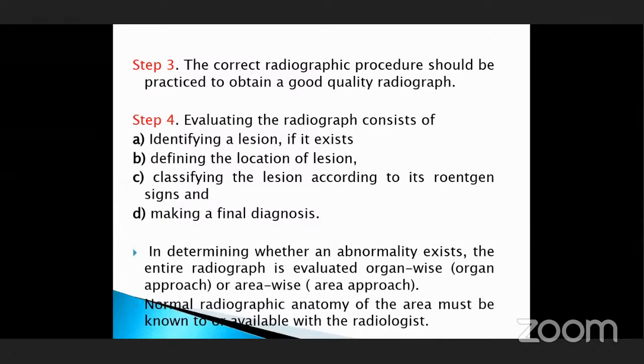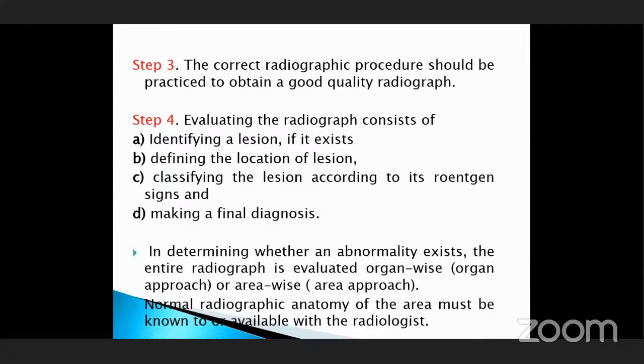Defining the location of lesion, you need to have at least two orthogonal views. Then next is classifying the lesion according to its radiographic signs. There are 6 radiographic signs, that is size, shape, margination, density, and contour. Whenever you identify a radiographic lesion, you assign these radiographic signs before describing the lesions, then make a final diagnosis.